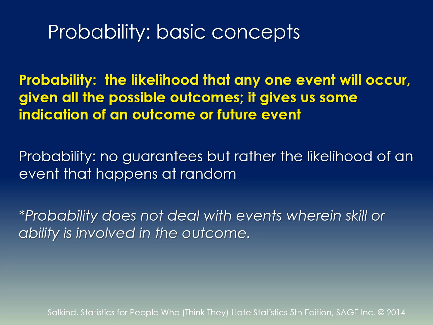Probability doesn't give us any guarantees, but it tells us the likelihood that something can happen at random. Okay? And again, just at the bottom part there, probability does not deal with events wherein skill or ability is involved in the outcome, or, in other words, no systematic design. Right? No systematic design involved. It's the likelihood that an event will occur, given all the possible outcomes, and it gives us some indication of an outcome or a future event, and does not involve systematic design.